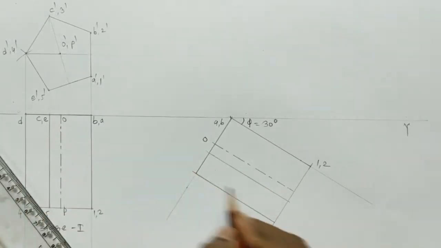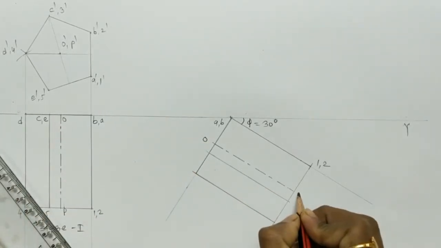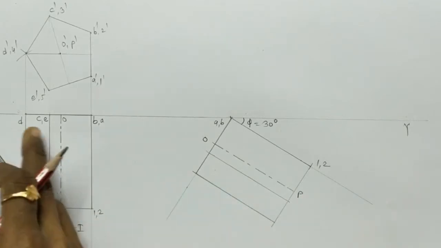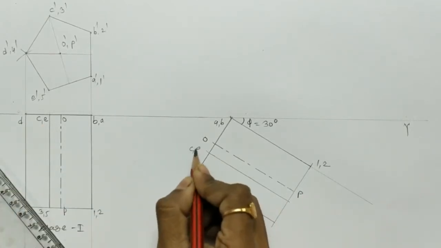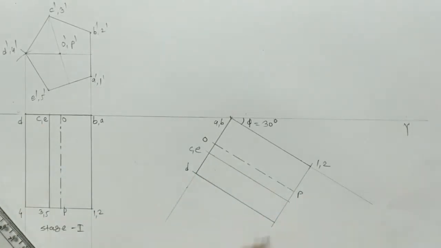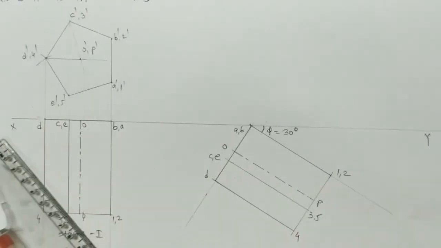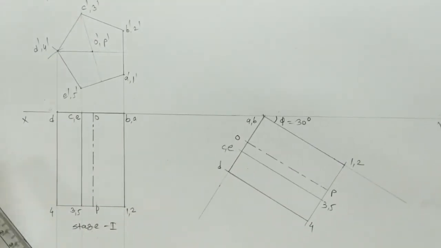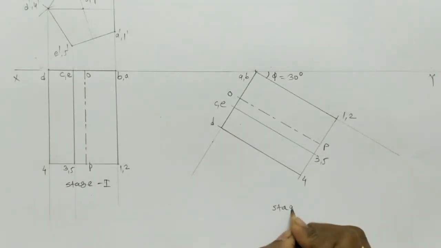This shows point O and point P. Then point C, here D, then here 3, 5 and here 4. So all these points I have drawn. Now for drawing, this is stage 2.